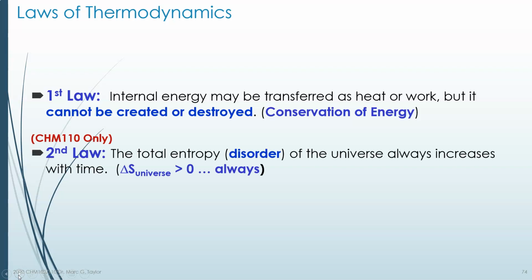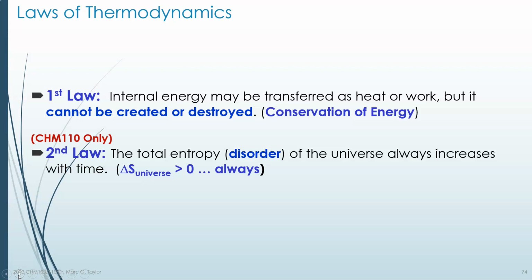The second law of thermodynamics says that the total entropy, and entropy is an extremely complicated term, but one easy way to think about it is it's a measure of disorder. Not order, but disorder. So the more disordered molecules or particles of some substance are, the higher the entropy. The entropy of the entire universe always increases with time.